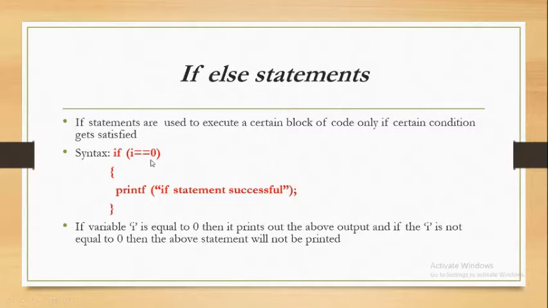For example, we saw this logical operator, it checks whether two values are equal or not. So if I is equal to 0, then it prints out that the if statement is successful. If I is not equal to 0, it does not print out anything. You can also change this condition with the not equals operator, right? When you put that not equals operator here, the compiler checks whether I is not equal to 0, then it prints out printf is successful.